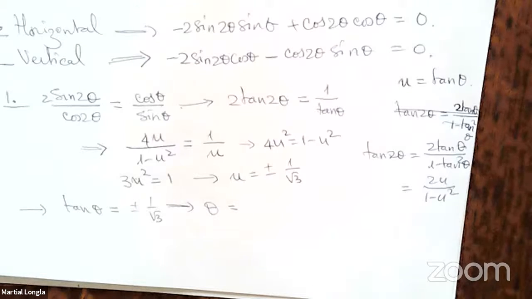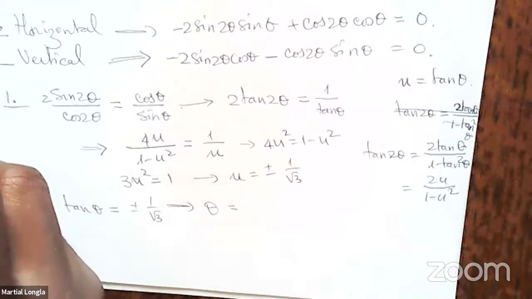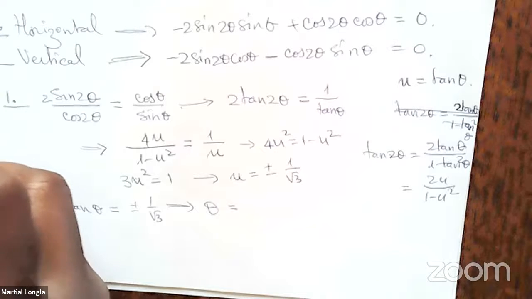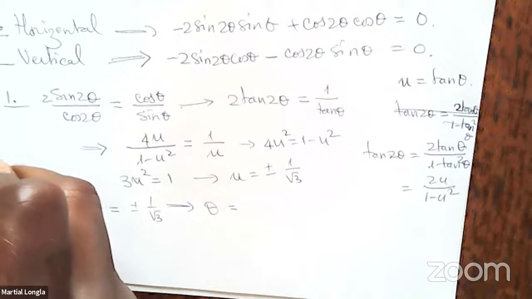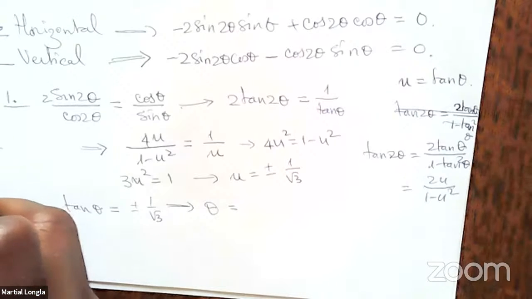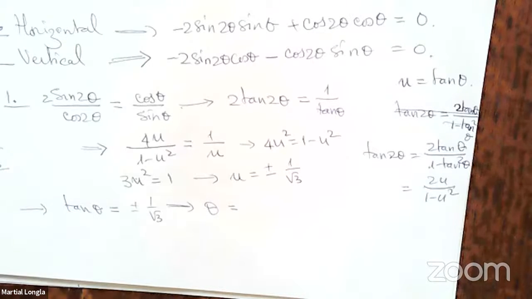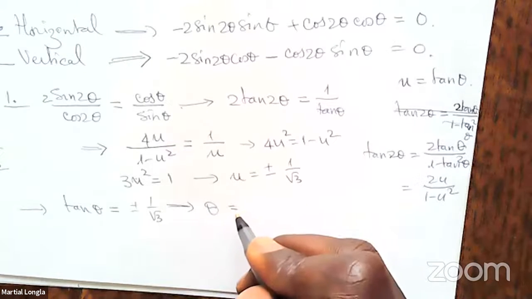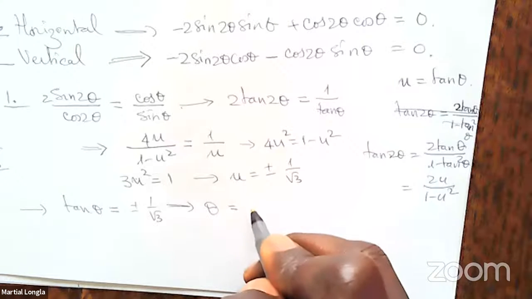I think it's pi over 6. Why? Because cosine of pi over 6 is root 3 over 2, and the sine of pi over 6 is 1/2. So the tangent is this over that, which is 1 over root 3. Okay.